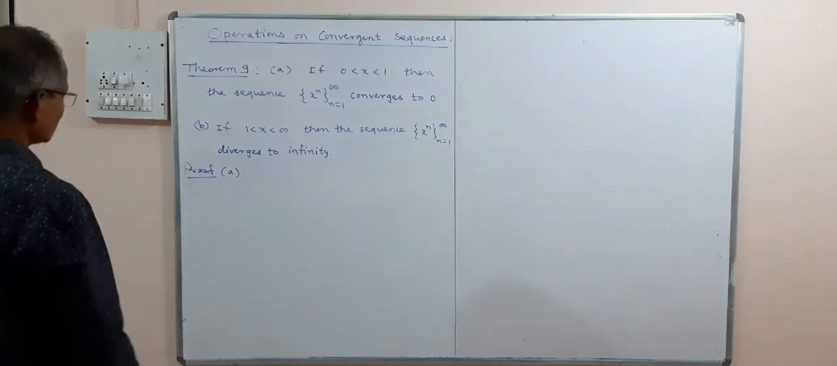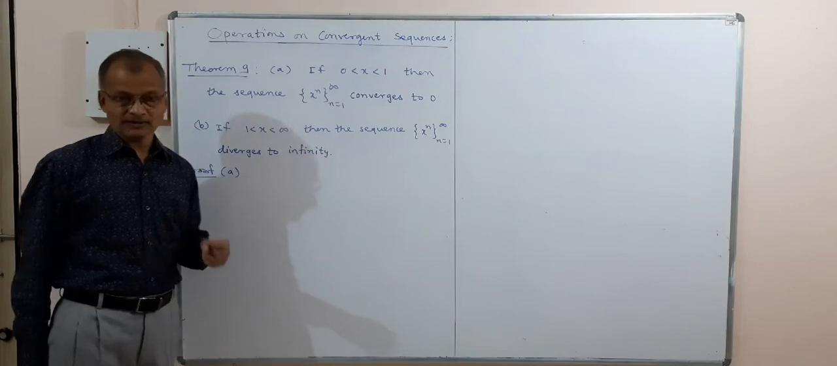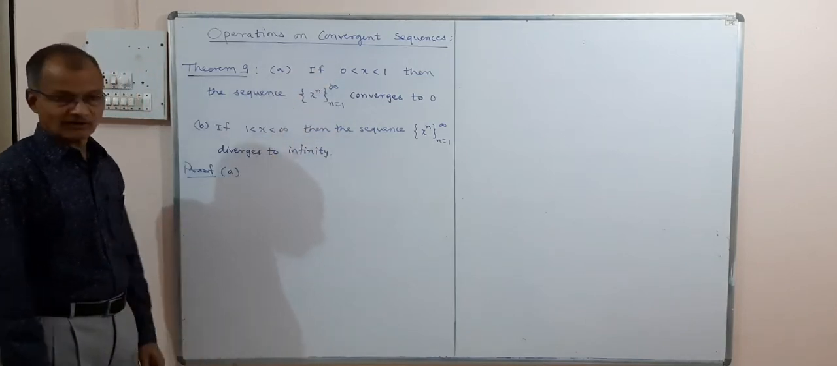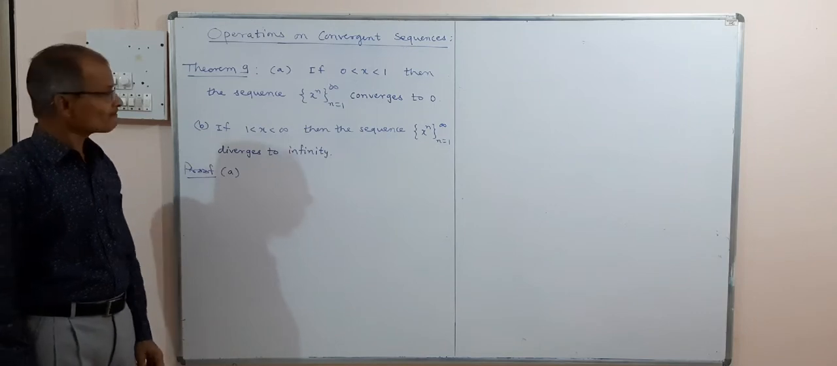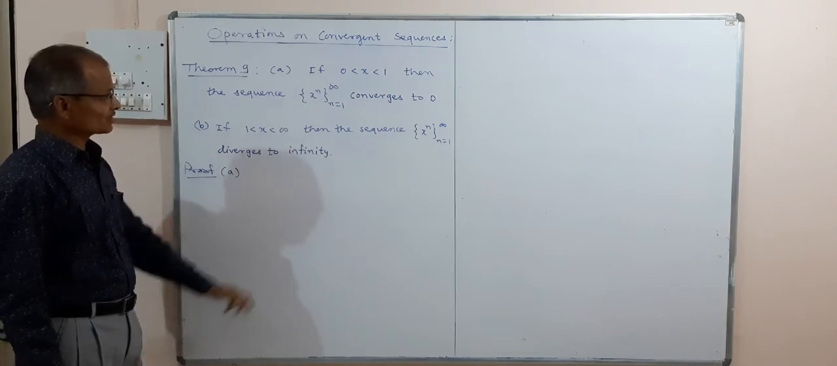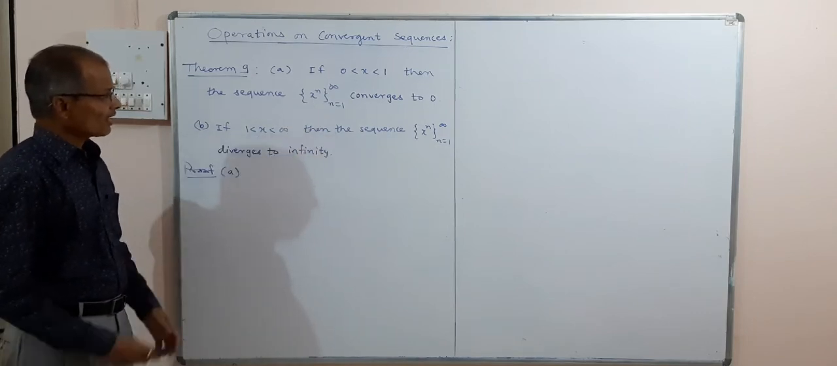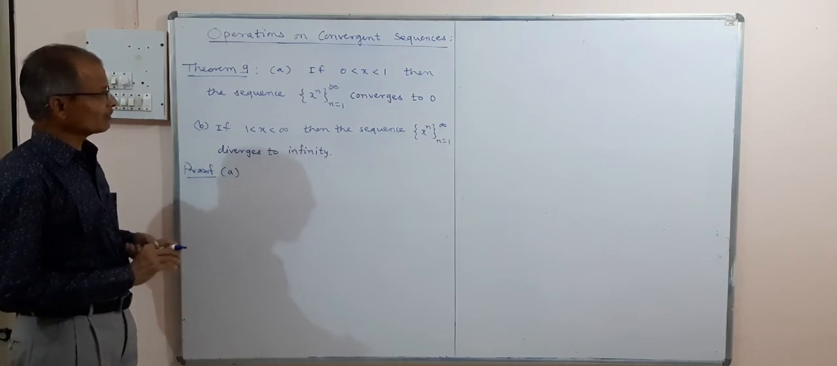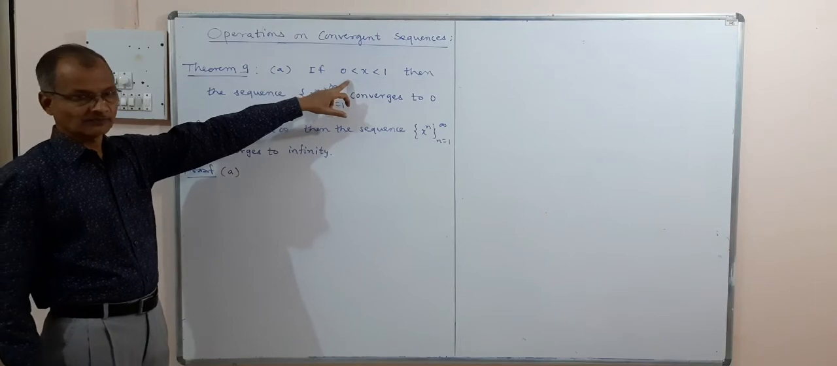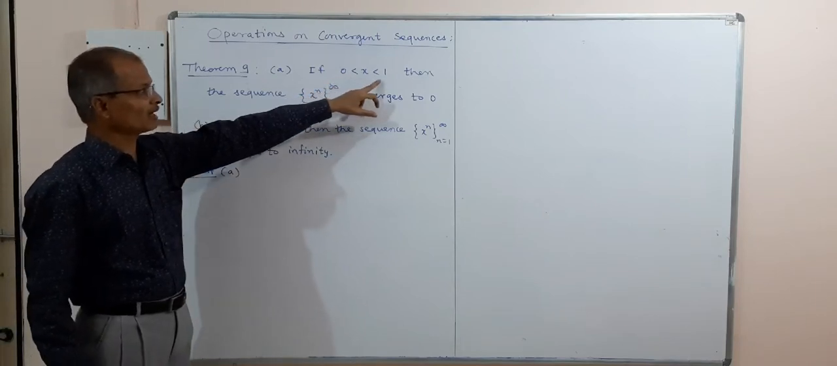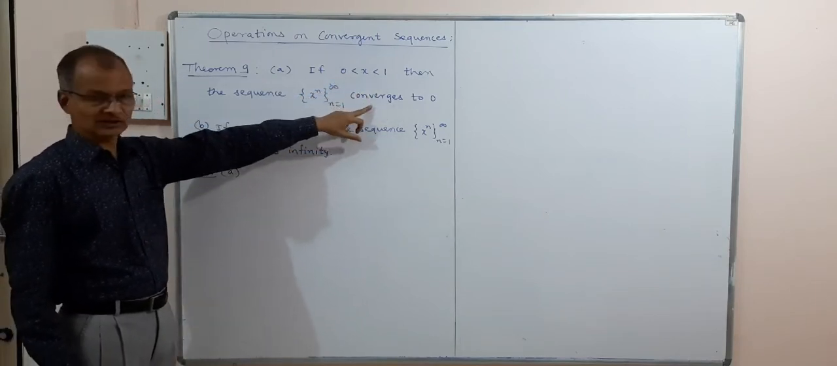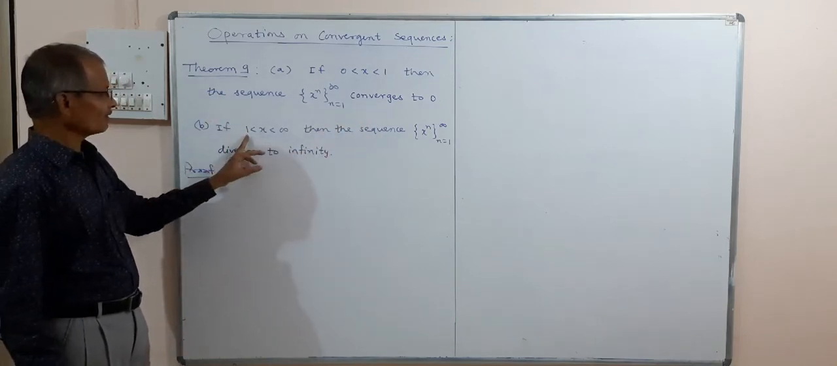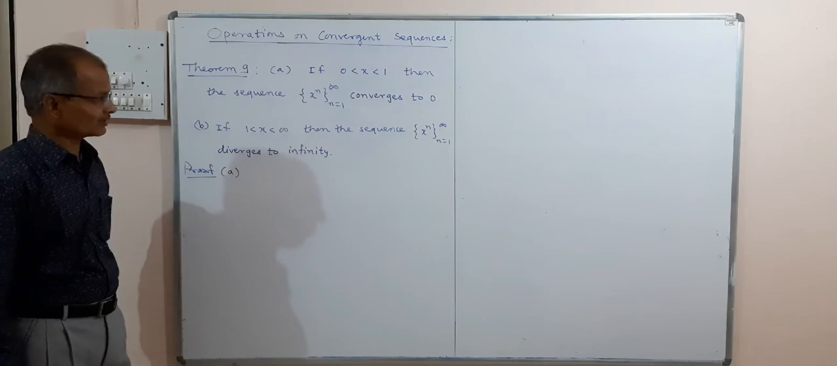So this is our next result, theorem number 9 on convergent sequences. Here we shall study the geometric sequence x raised to n, and the convergence of this depends on the value of x. When x is between 0 and 1, this sequence converges to 0, and when it is greater than 1, or between 1 and infinity, it diverges.